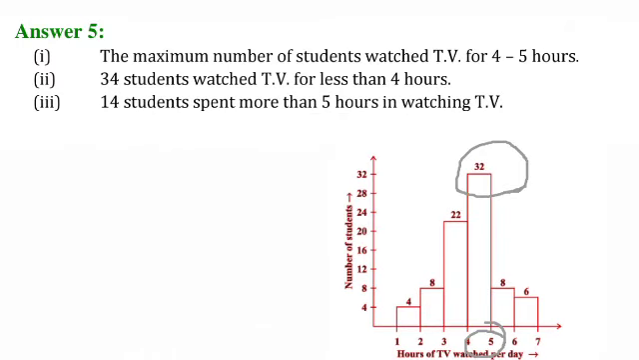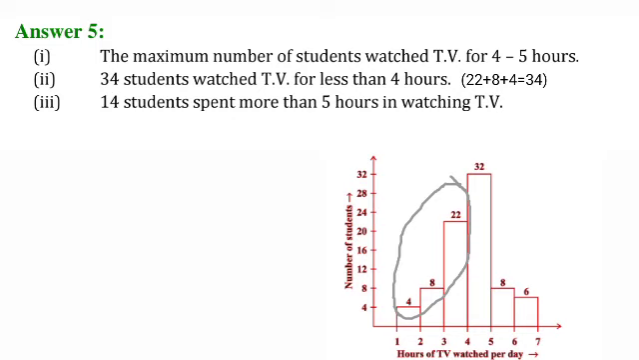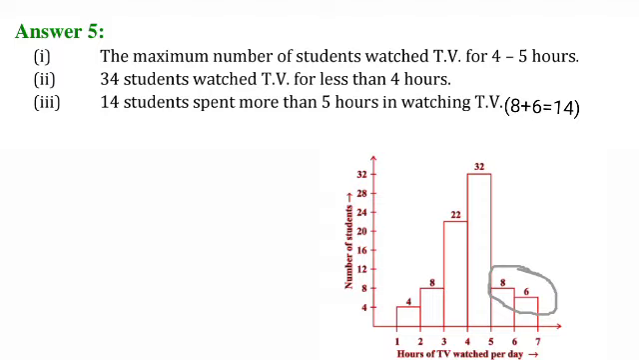First one, the maximum number of students watch TV for 4 to 5 hours. For the second answer, 34 students watch TV for less than 4 hours. Therefore, 22 plus 8 plus 4 is equal to 34. Third answer, 14 students spent more than 5 hours watching TV, because 8 plus 6 is equal to 14.